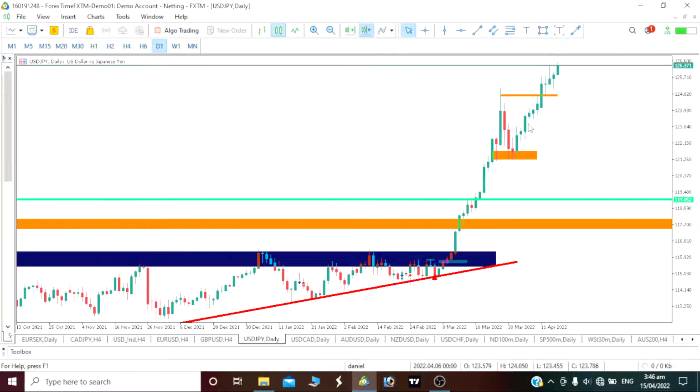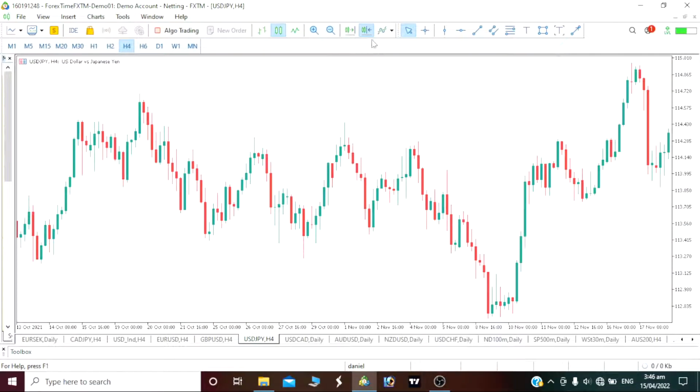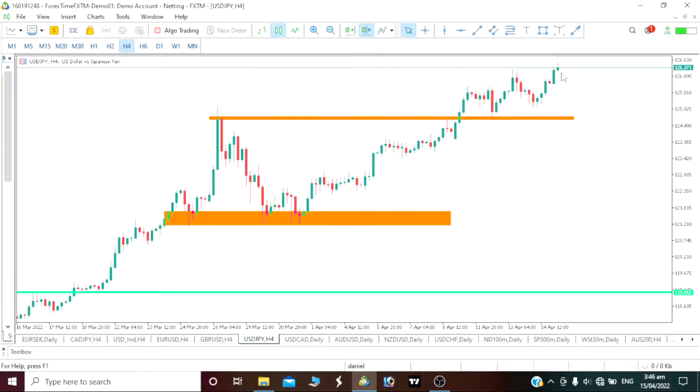Our next pair we have is our US index JPY. On our daily time frame, we are having a very bullish move. Now on our 4-hour time frame, you can see we are continuing to have that bullish move, structure upward. Let's wait for us to actually take a buy on our USDJPY.